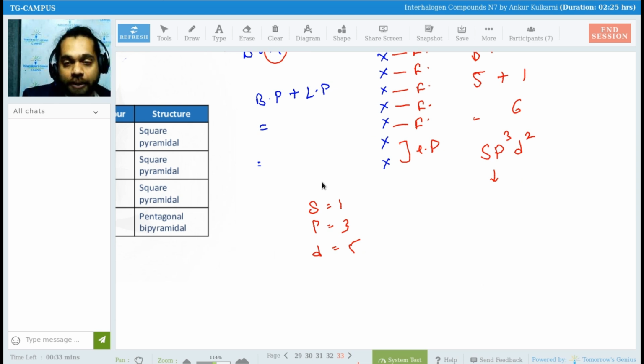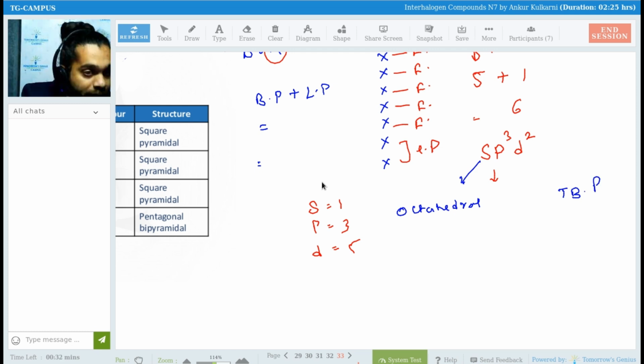Now remember this rule. sp3d2 is octahedral. Now when we have sp3d, that is trigonal bipyramidal. I am telling you a trick to remember the shape. Geometry is different. Shape is different. In the shape we do not write the lone pair. So octahedral and TBP. Remember this, very important.